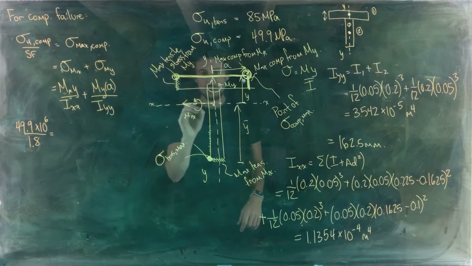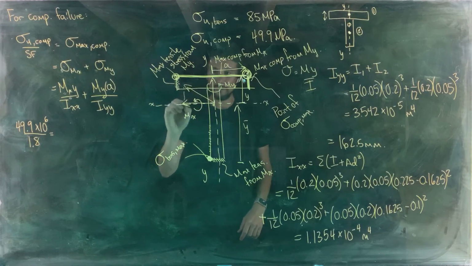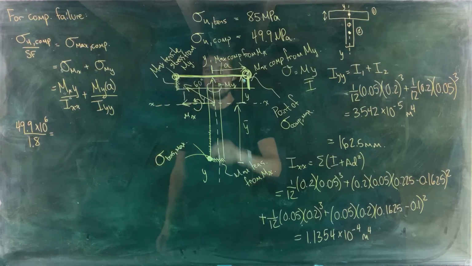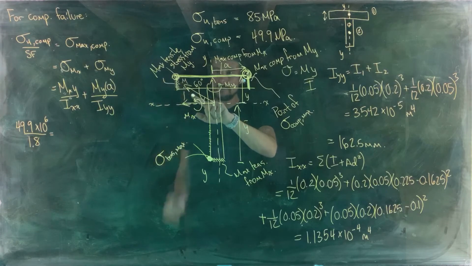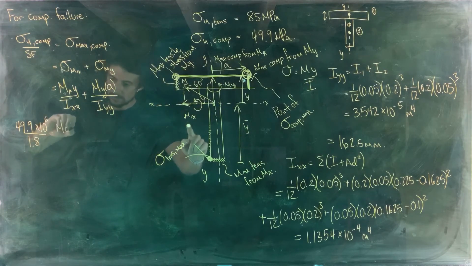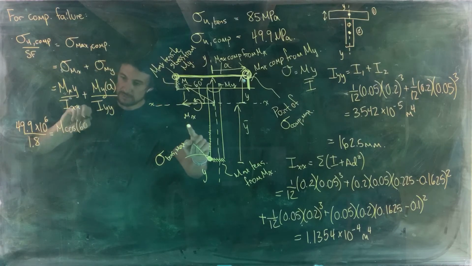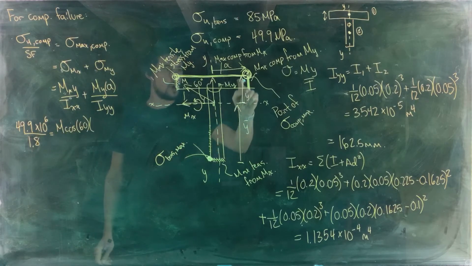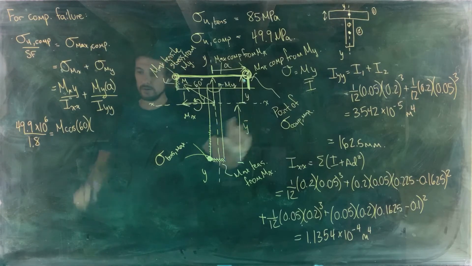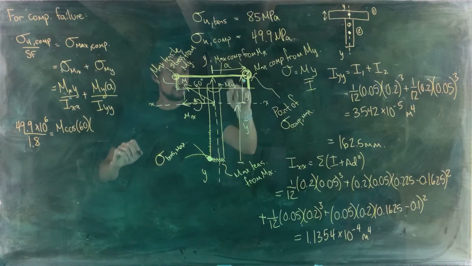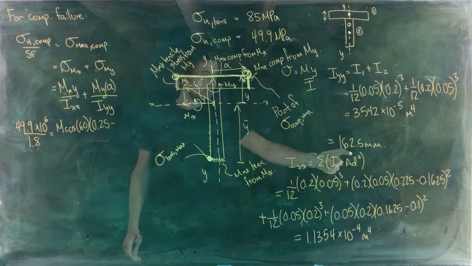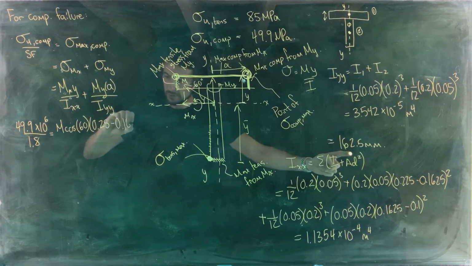Mx, that's the component of the moment that was along the x-axis. This angle here was 60 degrees. So it is M multiplied by the cosine of 60, that would give us Mx. So M cos 60. Our distance y would be equal to the total height of the cross section minus y bar. So that is 200 plus 50, 250, minus 162.5.